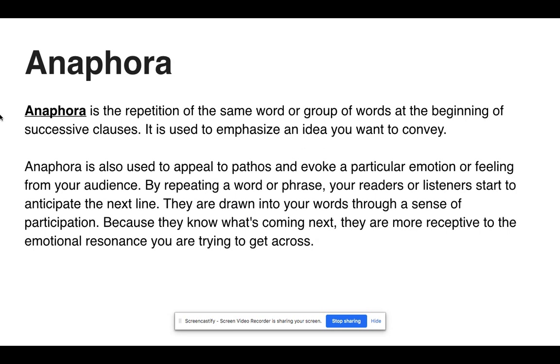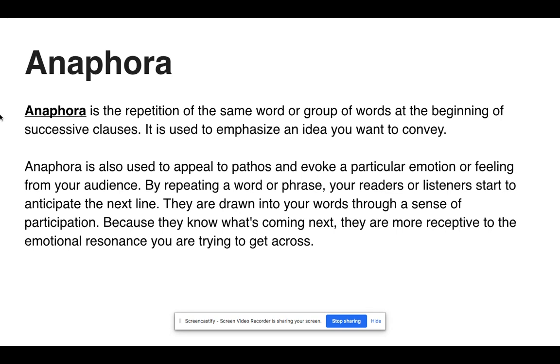The next device in this lesson is anaphora. Anaphora is the repetition of the same word or group of words at the beginning of successive clauses. Anaphora can be used for a few different things. It can be used to emphasize an idea that you want to convey. It can also be used to appeal to pathos in order to evoke a particular emotion or feeling from your audience.